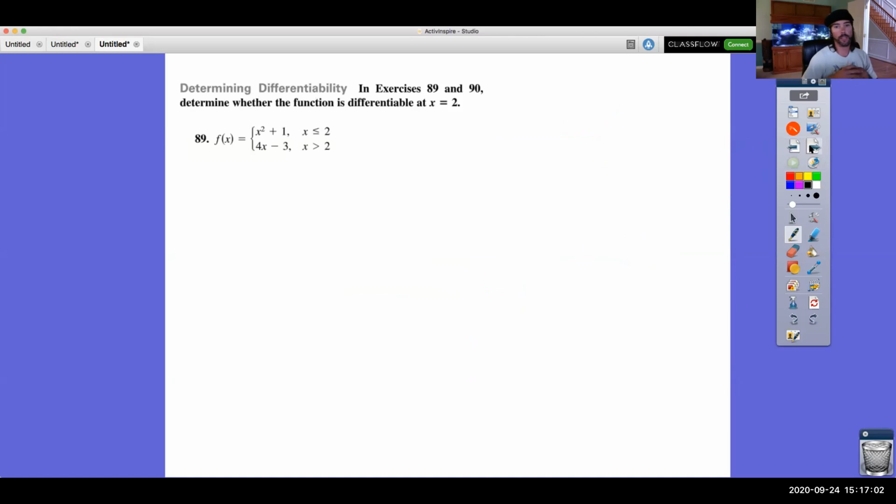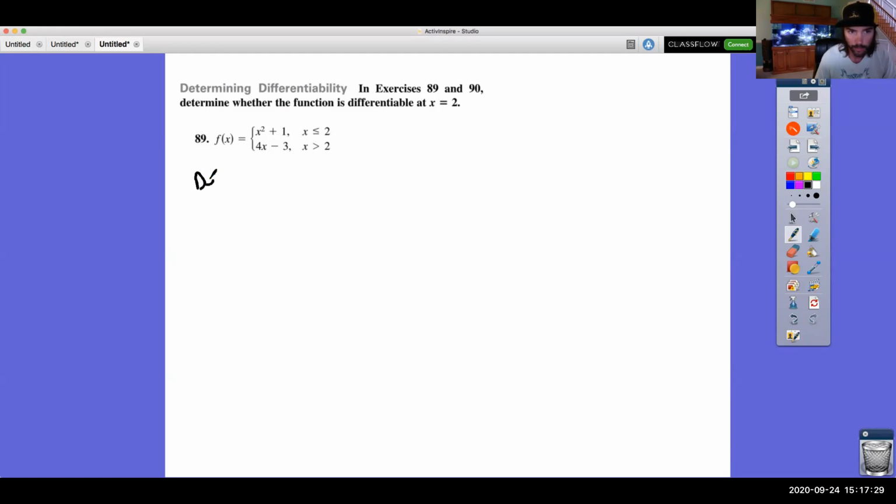Determine whether that function is differentiable at x equals 2. Using the limit definition of the derivative, you're going to have to find the derivative to the left of 2 and the derivative to the right of 2, and compare those two answers to each other. If they're the same, it's differentiable. If not, it's not. All right, let me go through that process if you're ready. If not, hit pause again.